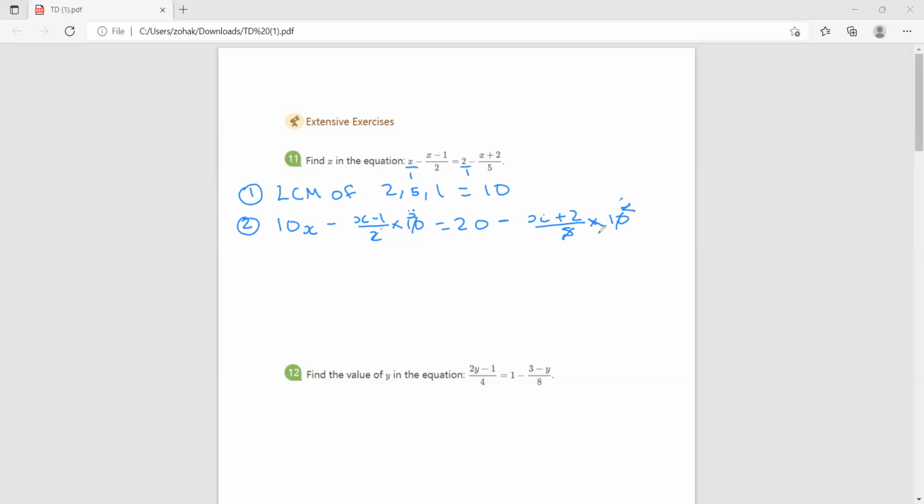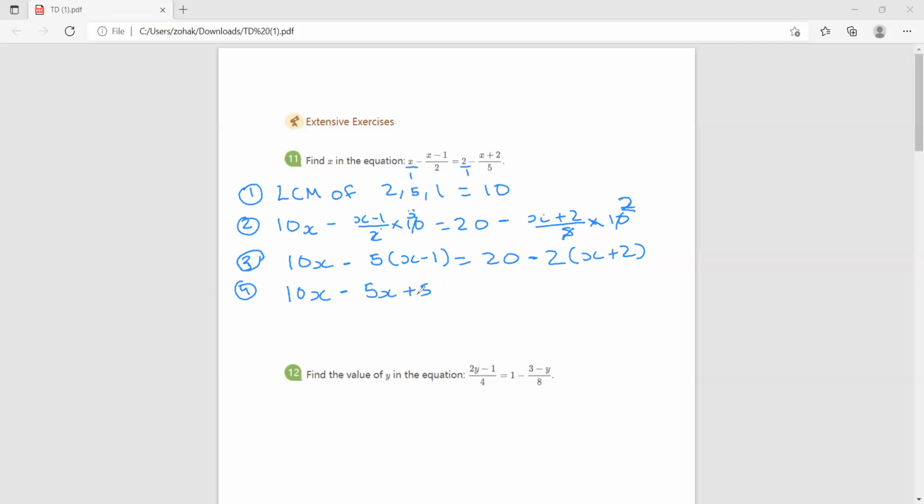Okay, so what we're left with then is 5(x - 1) is equal to 20 minus 2(x + 2). And our fourth step is pretty straightforward. We just want to expand the bracket. So we are going to be left with 10x minus 5x plus 5.